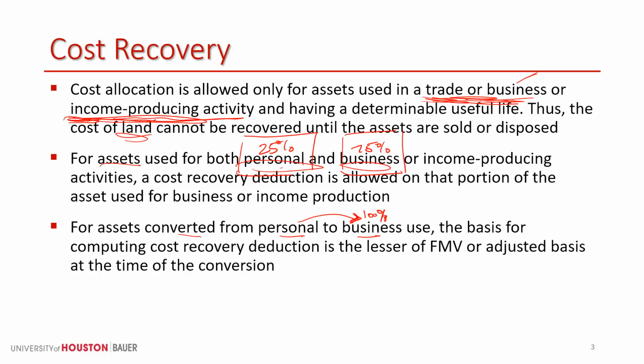In that case, the question is, well, what is my basis for cost recovery? I know maybe that I bought the car for $35,000. But at the time, after I've driven it for several years, it might have gone down in value. It might only be worth now $20,000. So for purposes of cost recovery, I look at the lesser of fair market value at the date of the conversion, or my adjusted basis, which is what I paid for it. What I paid for it is my basis. And I'm going to claim the depreciation on the lesser of those two. So for the case of my car, it's going to be the $20,000. It's the lesser of the fair market value or adjusted basis at the time of conversion.